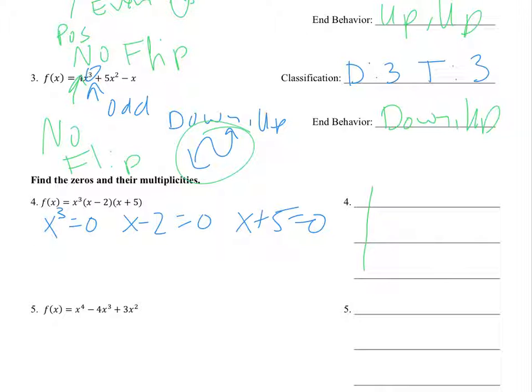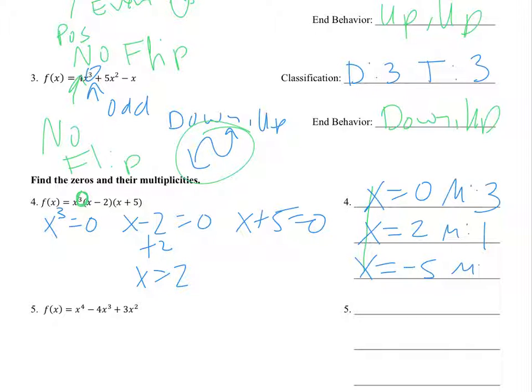If I solve that, I get x is equal to 0, and that happened with a multiplicity of 3 times. Why? Because it was cubed. That means that's x times x times x. Here I have x is equal to 2, because I would add the 2 over. So x is equal to 2, and that only happened 1 time. And finally, I have x is equal to negative 5, and that only happened 1 time.